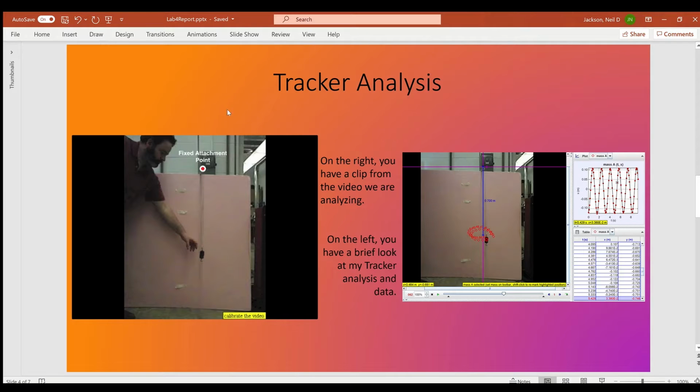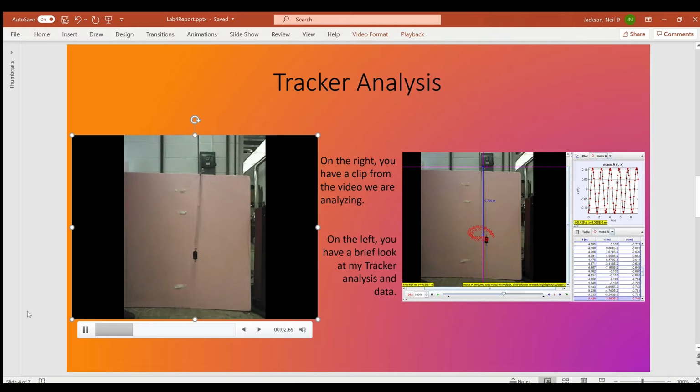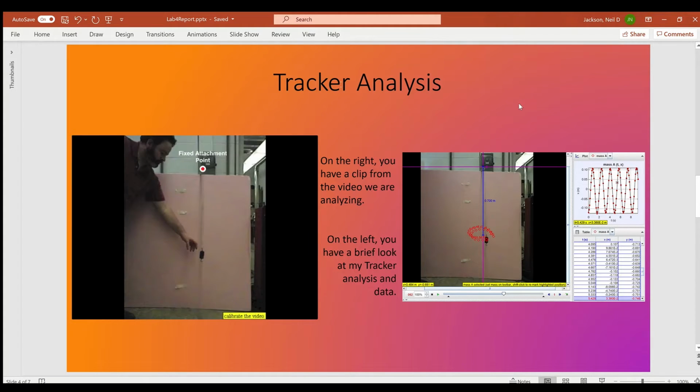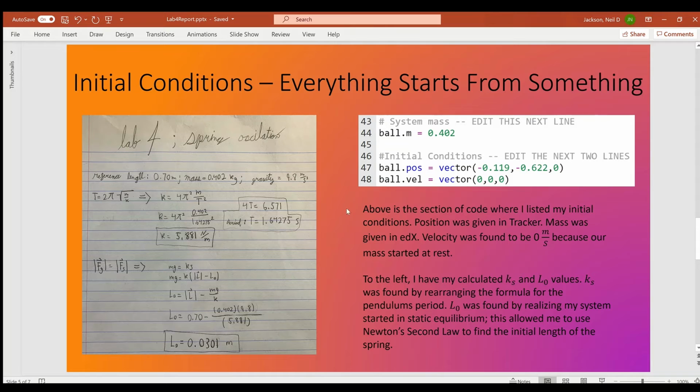So here is the tracker video that I analyzed. As you can see, we have a spring oscillating in every direction, and on the right we have just a little sample of my actual tracker data. Here are my initial conditions. On the left I have what I did to calculate them.